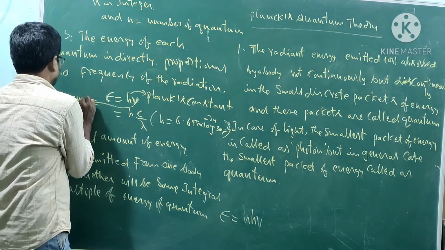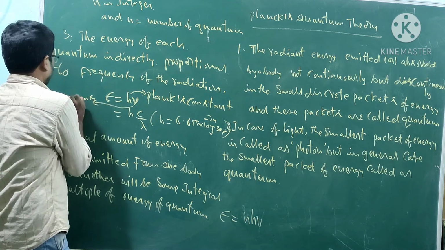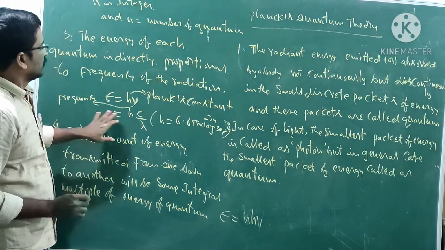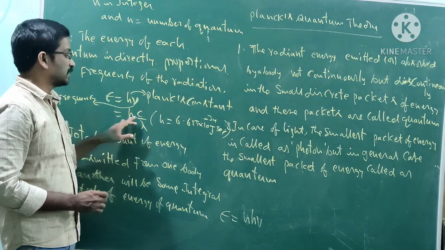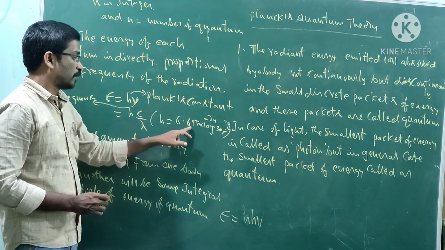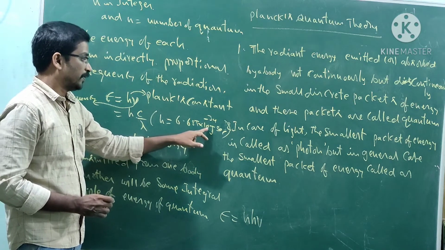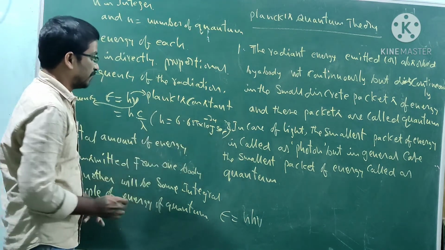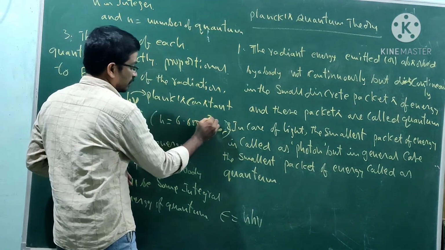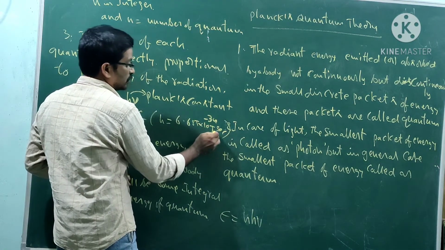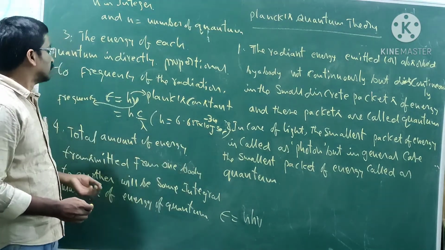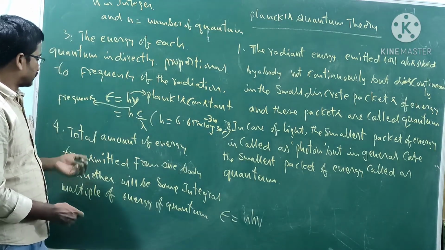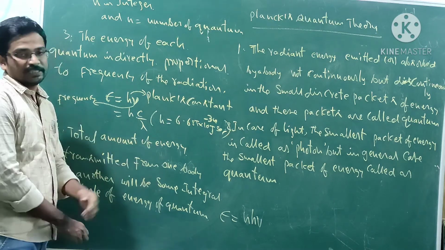Next, h is a constant, known as the Planck constant. h is equal to 6.625 into 10 to the power of minus 34 joule seconds.